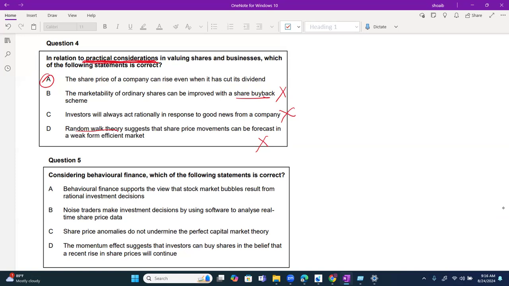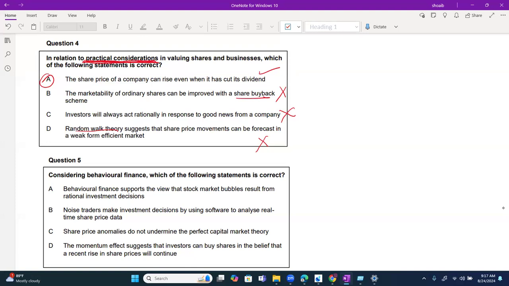Let me explain from the MM perspective. What does MM say? Modigliani Miller theory suggests that dividend is nothing. We should see the total package, how much the company is earning. If the company is cutting the dividend, but overall the company is earning well, there will be no impact.